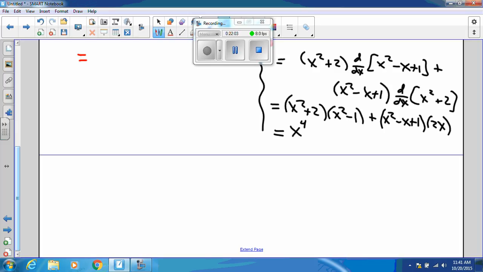So we end up with x to the fourth plus 2x squared minus x squared plus x squared minus 2 plus 2x cubed minus 2x squared plus 2x equals, and now I have to go through and collect like terms here.